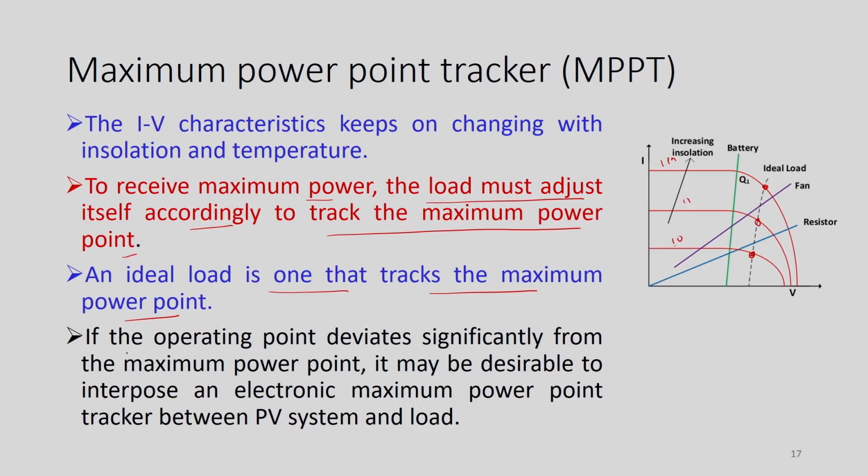If the operating point deviates significantly from the maximum power point, it may be desirable to interpose an electronic maximum power point tracker between the PV system and load. So, we have the PV system and then the load, and in between we need to install this MPPT to control and get maximum power. In this figure you can see the different loads, with increasing insolation, and this is for a battery, this is for a fan, a resistor, but we need to operate at this maximum power point.